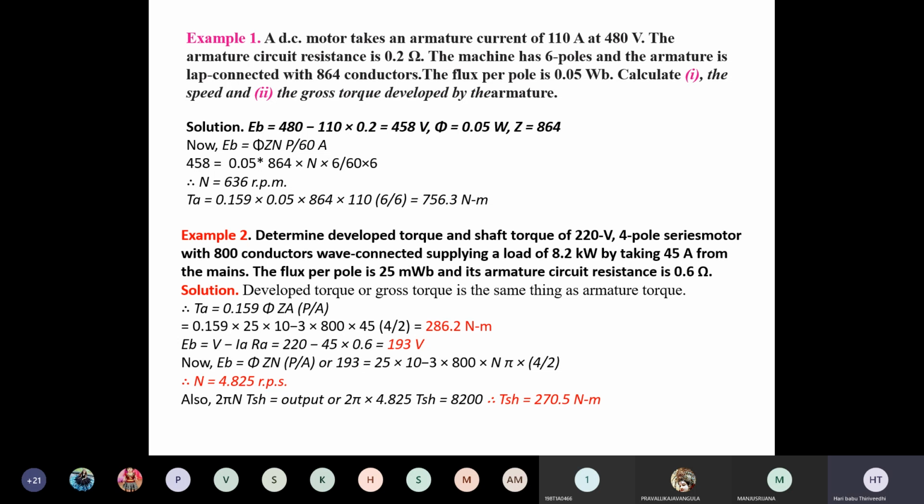Before going to the speed, first of all we don't know the Eb value. For that, determine Eb is equal to V minus Ia Ra, which is equal to some value. After that, by using the Eb value we can determine the speed. After that, torque: we know the formula and they have given all the details. So 0.159 phi Z Ia into P by A Newton meter. So we are getting the required torque 756.3 Newton meter.